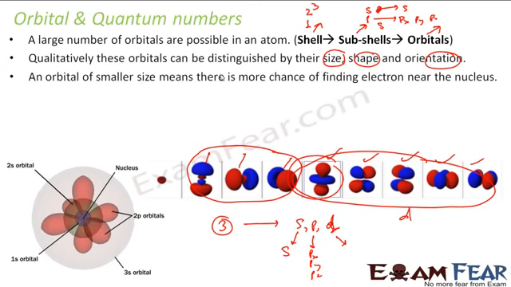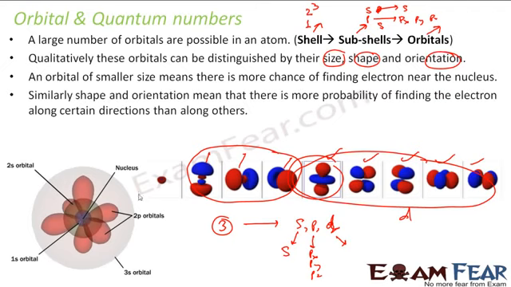An orbital of smaller size means there is more chance of finding the electron near the nucleus. If this is a smaller orbital, that means you have more probability of finding the electron near the nucleus.